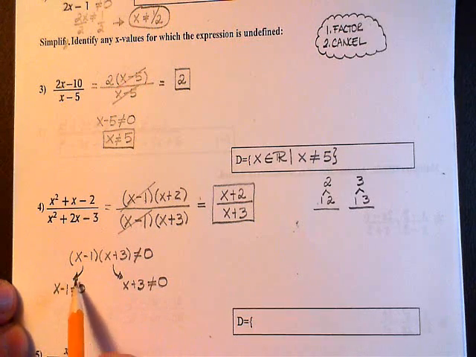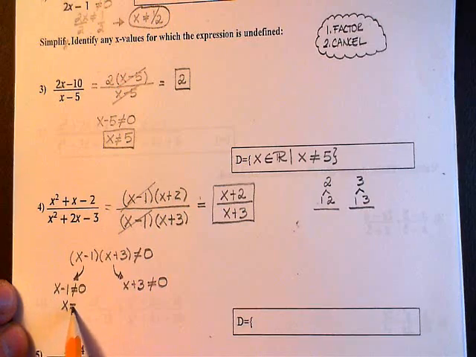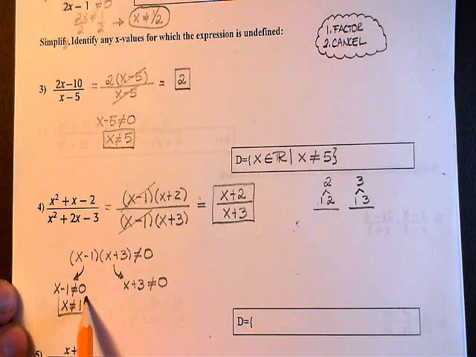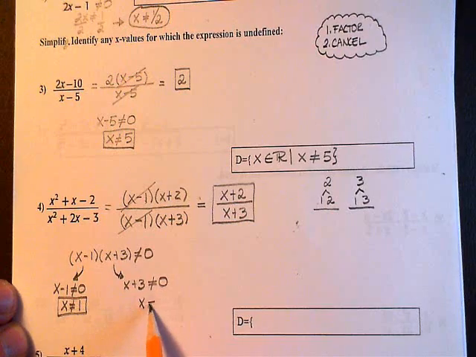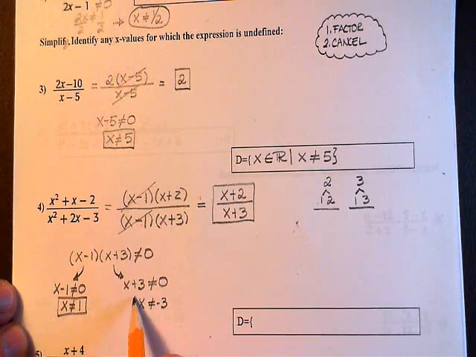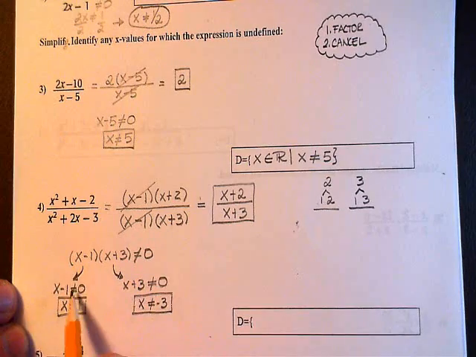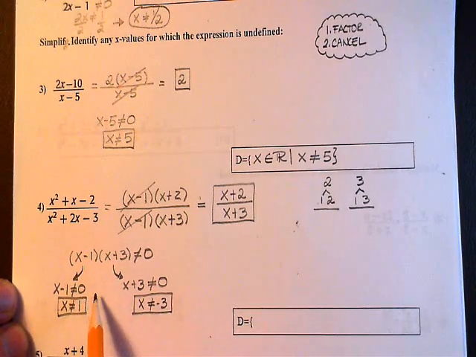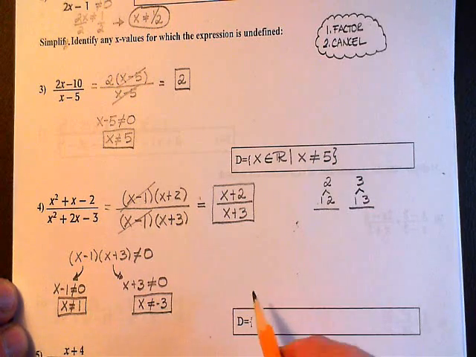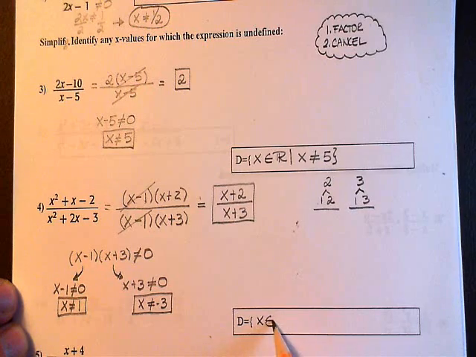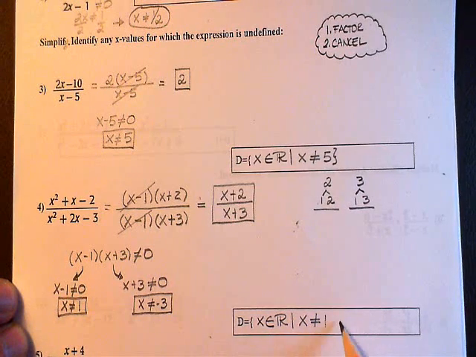Now that I have that, let's solve for x. x must be different than 1. And x must be different than negative 3. Okay, all I did is move the numbers to the other side. Remember, when you move sides, it will change the sign of the number. Okay, now that I have that, you always begin the domain by saying x belongs to all real numbers such that x is different than 1 and x is different than negative 3.